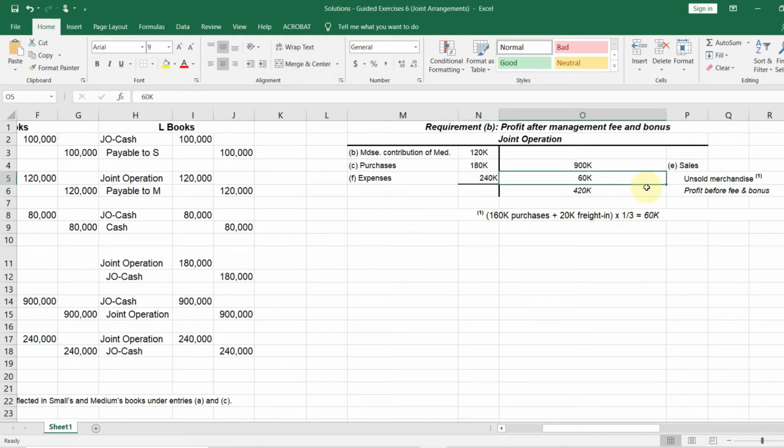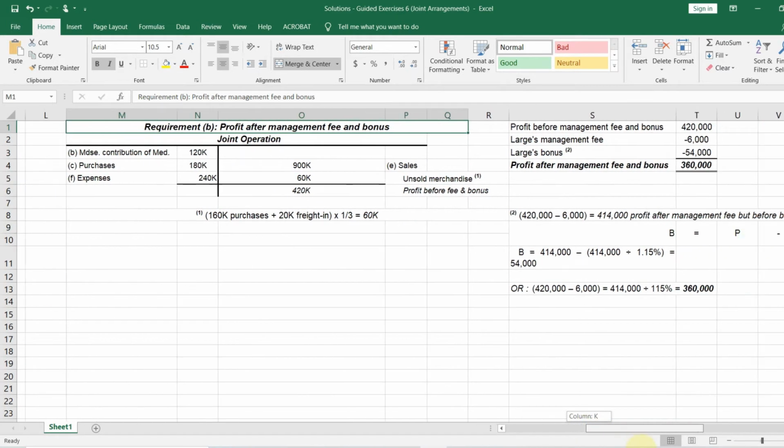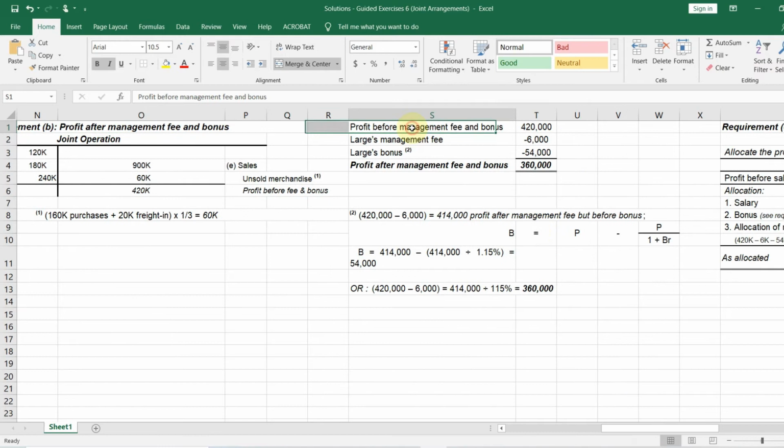Okay? For the total profit before, you just balance the debit and credit side, and you have 120,000. That's before fee and bonus. But what we're looking for is the profit after management fee and bonus. Oh my God, ma'am, we have to look again. Yes! Okay, so profit before management fee and bonus.